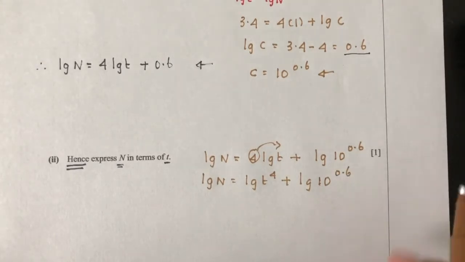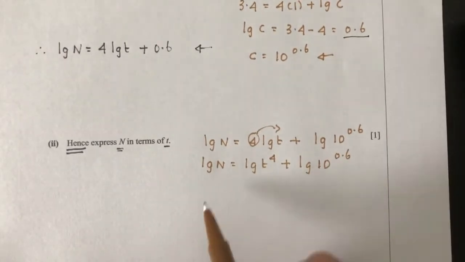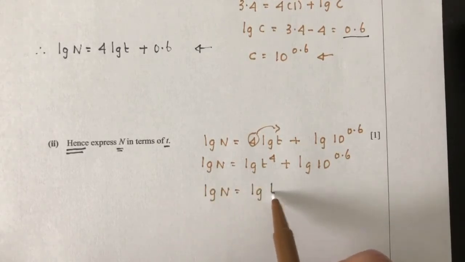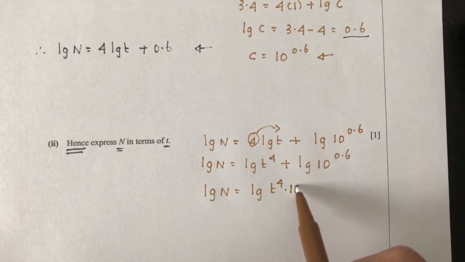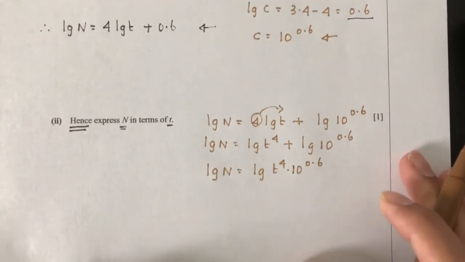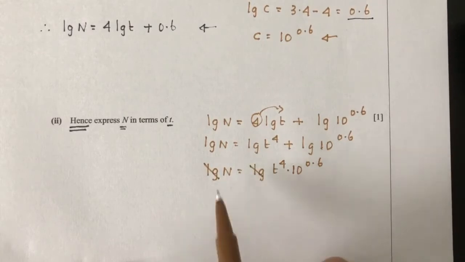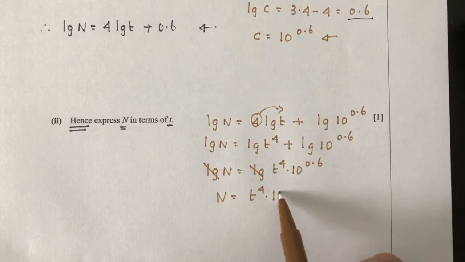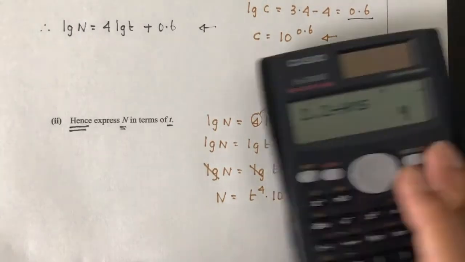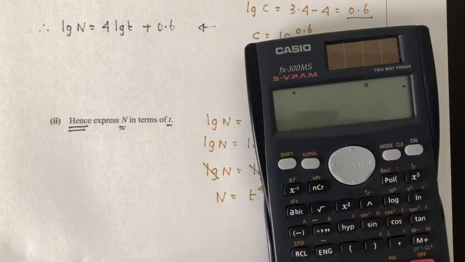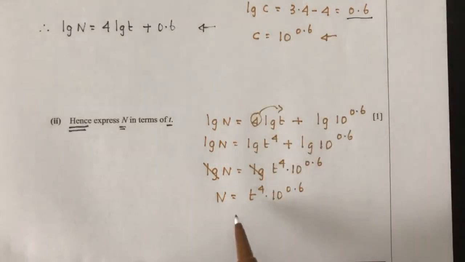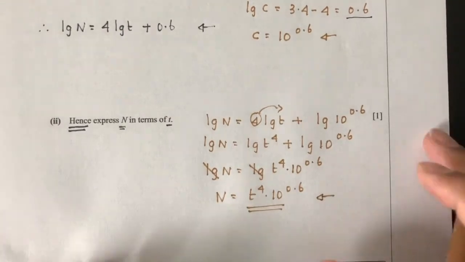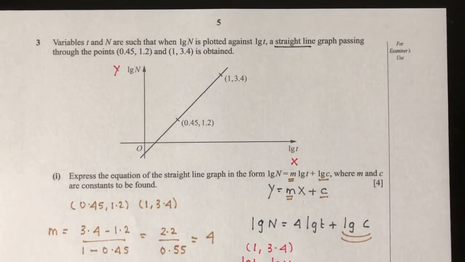this value. Now if you want to combine them together, you will have on one side this, and on one side you will have t power 4 times 10 power 0.6. Now moving forward, these two can cancel out. So n will be equal to t power 4 times 10 power 0.6. So what is that value? Let's see. It is not exact, so let's leave it like that. So that will be your answer for n in terms of t. And that will be your question number 3.